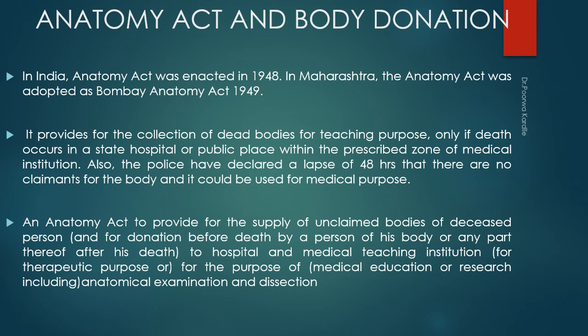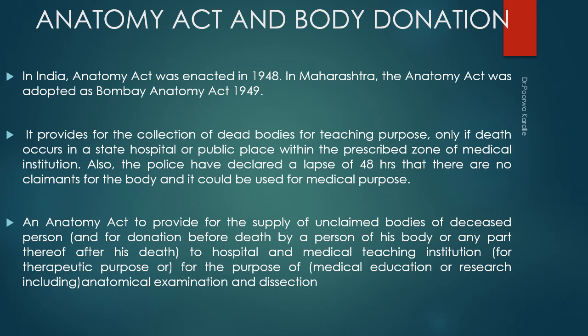by any of his near relatives. Then who are these near relatives? They can be wife, husband, father or mother, son, daughter, brother, sister. So these are all near relatives. And also the death should occur in an approved institute, we say.